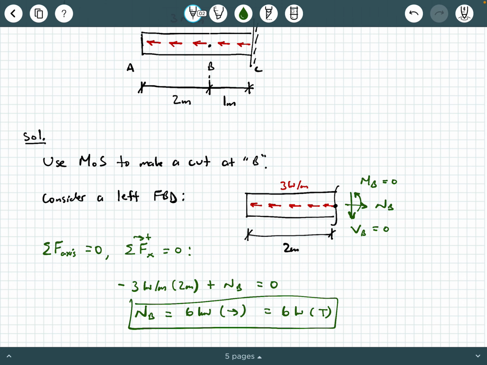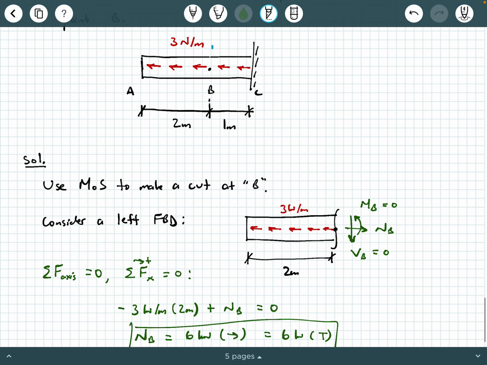Now, let me ask you another question that I've already asked. Could I have analyzed a right free body diagram here? The answer is absolutely yes. Okay, I could have done that. I could have said consider a right free body diagram. Okay, would I have gotten the same answer for NB? Would I have also gotten 6 kilonewtons in tension? Absolutely. Okay, absolutely. So my task to you is, why don't you try that on your own?